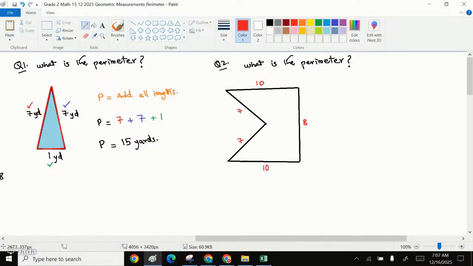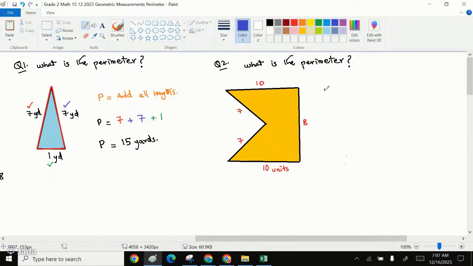Now what we can see is they are not writing centimeters, meters, or yards. There is no unit, right? So what we need to do is we suppose it as a unit. We say 10 units. We say 8 units. We say 7 units. So in order to find the perimeter for this shape, what can we do?